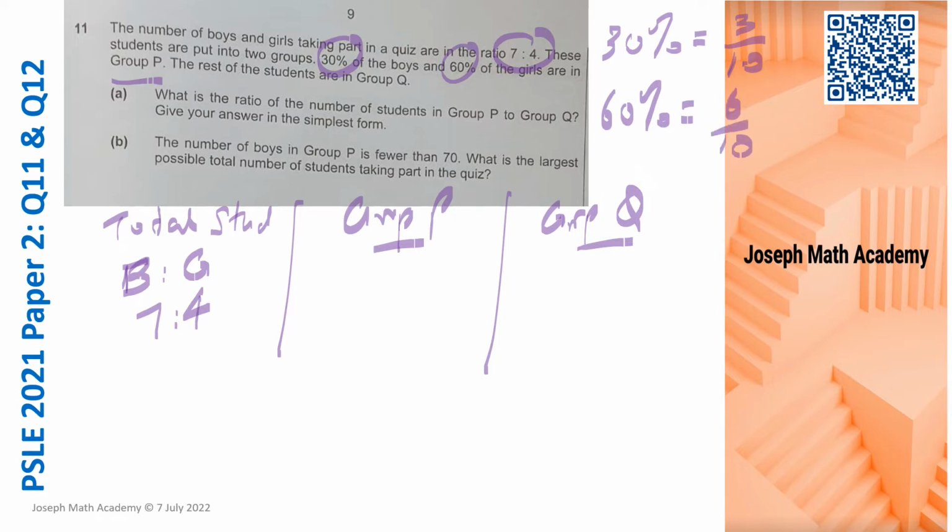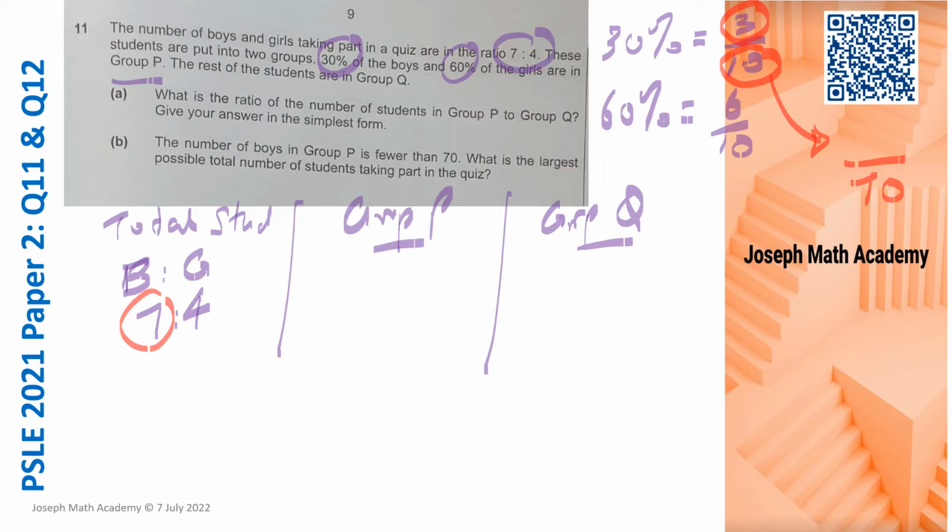Now, the 30% refer to the boys. Now, if you compare the denominator, 30% means 3 out of 10. That means 3 units of boys are in group P, and the 10 units should be the total boys. But 10 units is not the same as 7 here. So to make them the same, we have to work with common multiple of 10 and 7. So it goes back to P4 chapter on multiples.